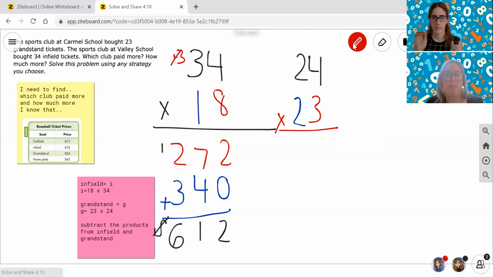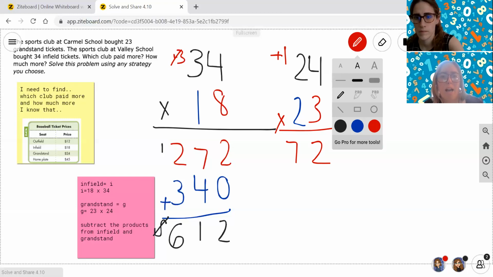Okay, so I can do the same thing I did before. Start with my ones place. 3 times 4 is 12. So I'm going to record my 2, regroup my 1. 3 times 2 is 6, plus 1 is 7. And that's it. I multiplied each number by the ones place.